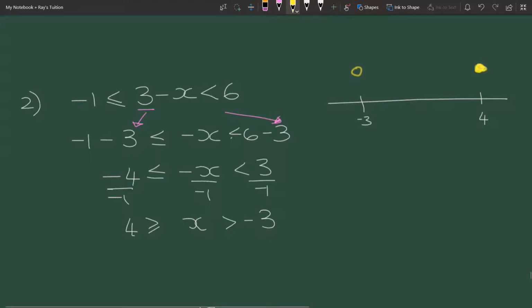So these are the values of x that are greater than minus 3, but less than or equal to 4. For set builder notation, we have x is an element. The minus 3 is excluded, so we put an open bracket. The 4 is included, so we put a square bracket. So x as a solution is all of the values between minus 3 and 4, and this is how we represent it in an inequality. This is how we represent it in set builder notation, and this is how it's represented on a number line.